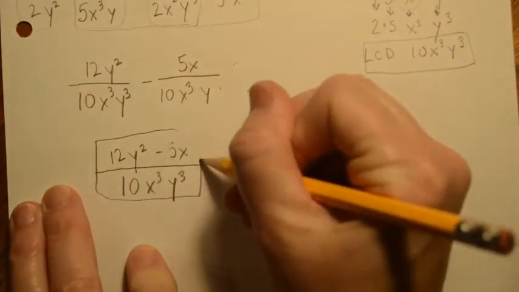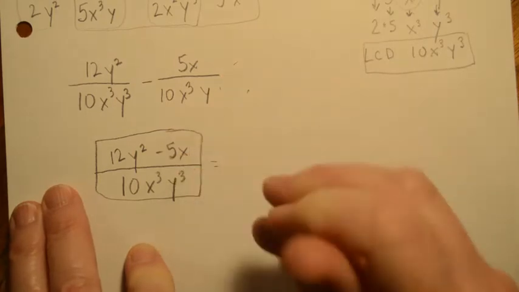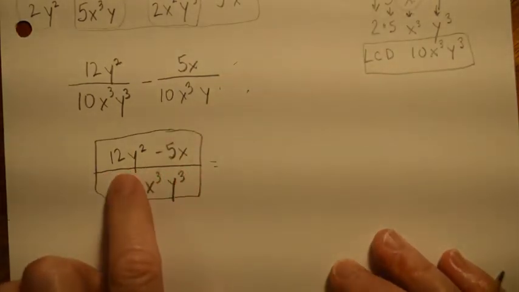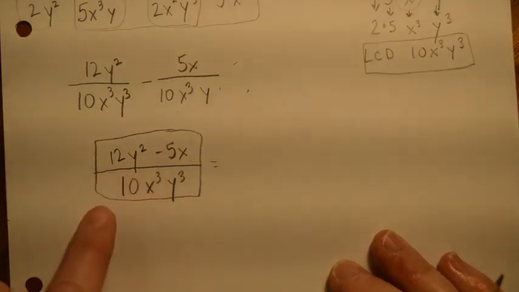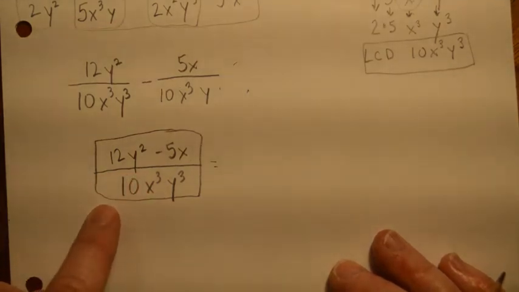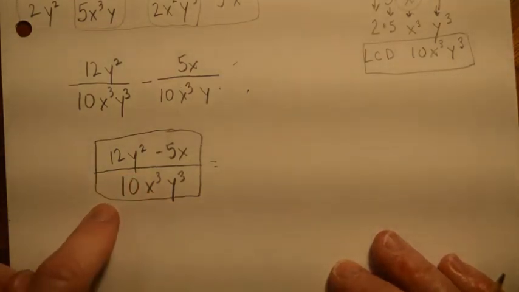Things that we should be doing to make sure that it's our final answer is to check to see if we can factor the numerator at all and cancel out any common factors with the denominator. But we cannot do that in this case, so we are done.